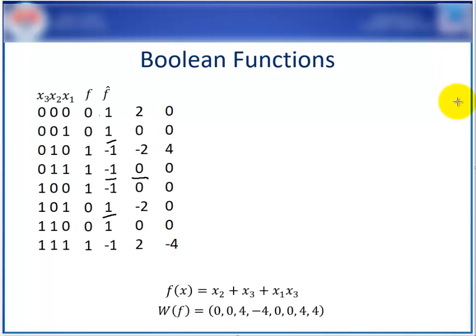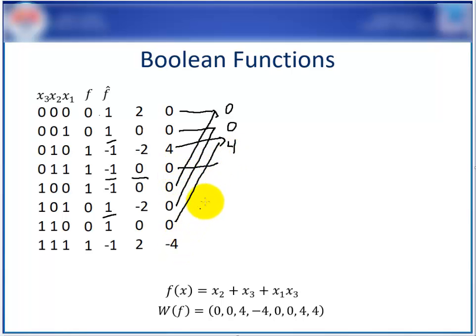And at the last step, the first four elements are defined as the sum of elements. We sum this element with this element, which gives us 0. The sum of this element with this element gives us 0 again. Sum of this element with this element gives us 4, and summing this element with this element, we obtain minus 4.